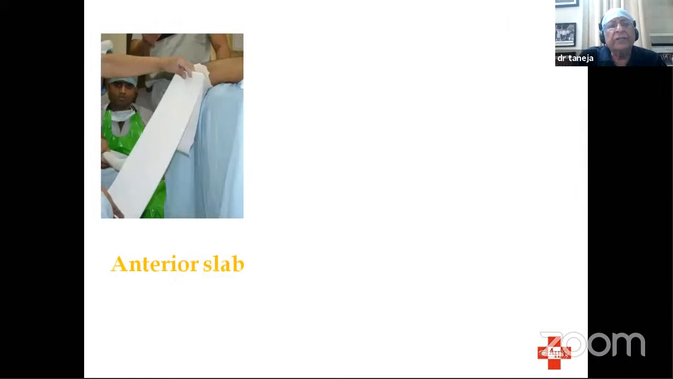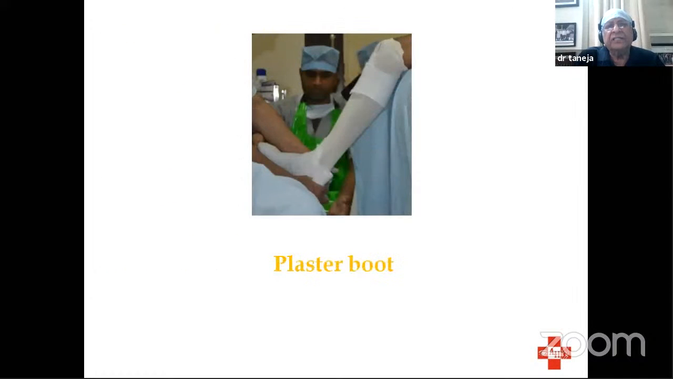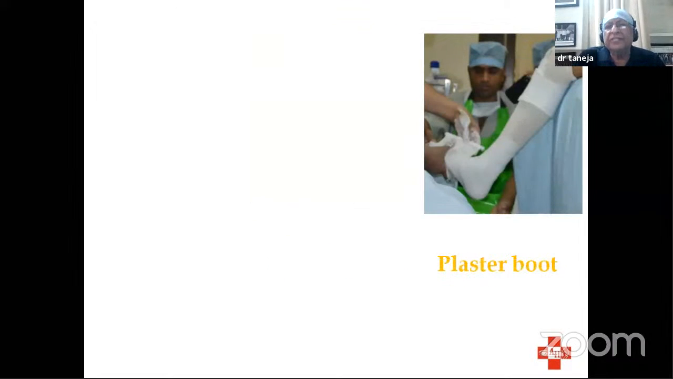Then I make two slabs, an anterior slab and also a posterior slab. Once my two slabs are ready and my position is good, your knee should be in flexion about 70 to 80 degrees. Then you first apply a plaster boot. As I'm applying, you apply a plaster boot. And once the plaster boot has been applied, you can see that.